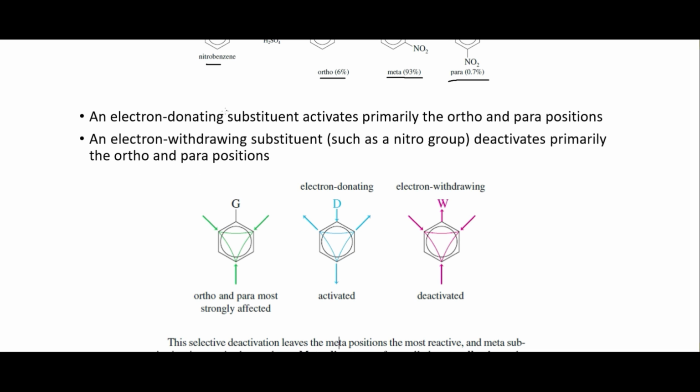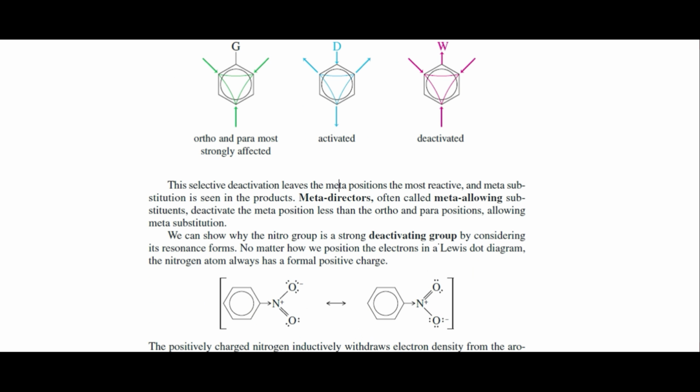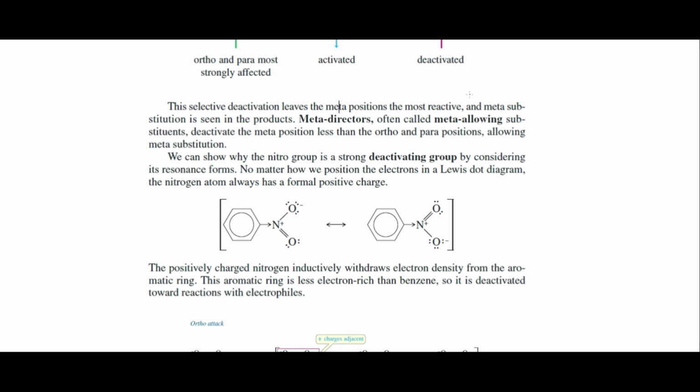So an electron donating substituent activates primarily the ortho and para positions, but an electron withdrawing substituent, such as our nitro group, actually deactivates primarily the ortho and para positions. So like I said, this is deactivating all of them, but it's mostly deactivating at the ortho and para positions. And because of this selective deactivation, instead of meta-directors, these are sometimes called meta-allowing. So remember, we're not activating it at the meta, we're just deactivating it less at the meta. And so meta-allowing is maybe a little bit more accurate about what's actually going on here.